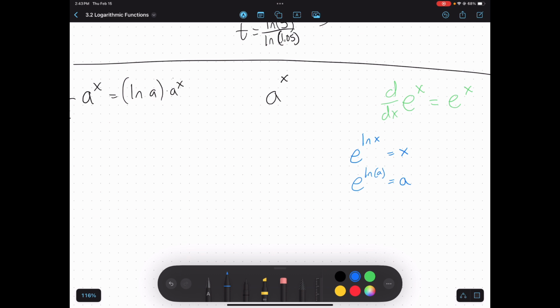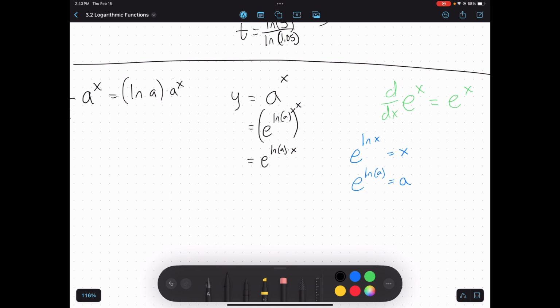So what I can do is replace this with e to the natural log of a, all raised to the x power. Well, according to my exponential properties, I can just multiply these two exponents. And so I get e to the natural log of a times x.